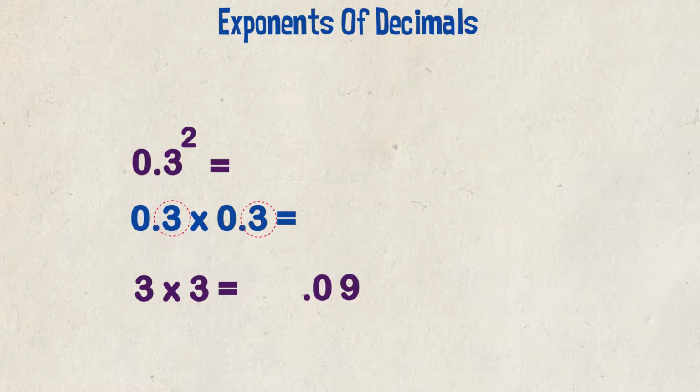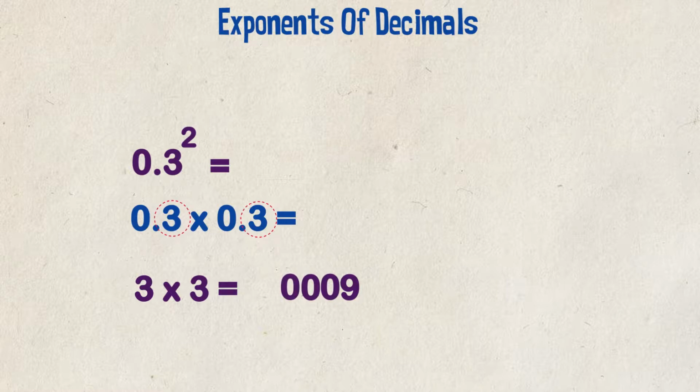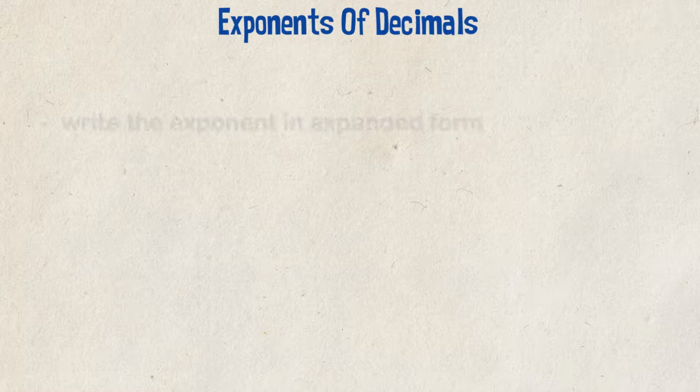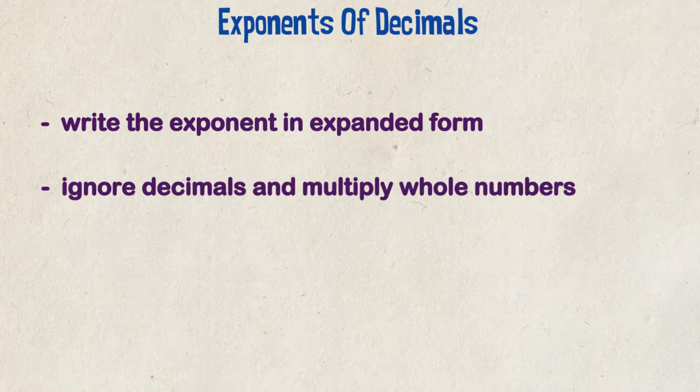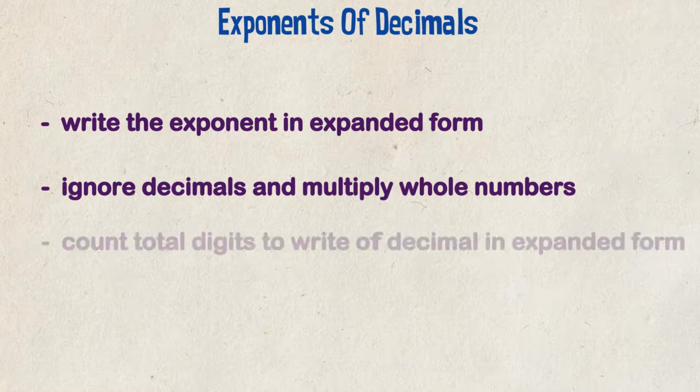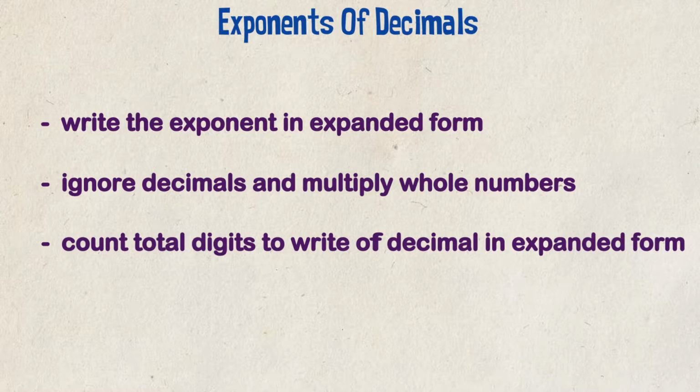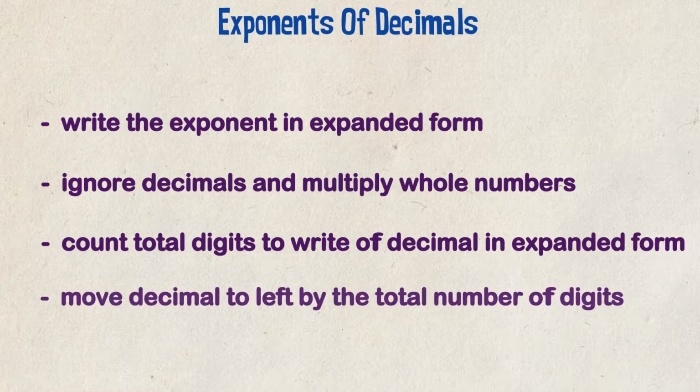You can help yourself with decimals in one of 2 ways. You can draw arrows to the left and fill the spaces in with zeros, or you can do like I do, and that is add the zeros to the left first, move the decimal, and then get rid of any extra zeros. So if we look back at what we just did, the steps were: write the exponent down in expanded form. Ignore the decimals and multiply the whole numbers. Count the number of digits to the right of the decimal in the expanded form. Move the decimal to the left by the total number of digits.